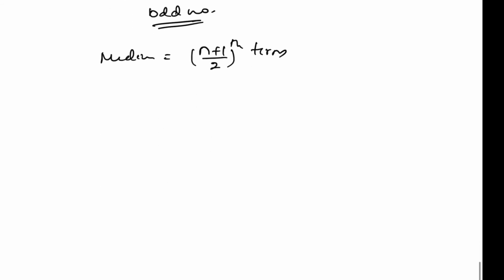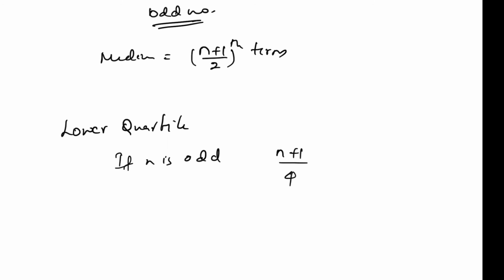Now coming to the lower quartile, what is the formula? The lower quartile, if n is odd, will be the n plus 1 by 4th term. If n is even, it will be the n by 4th term.